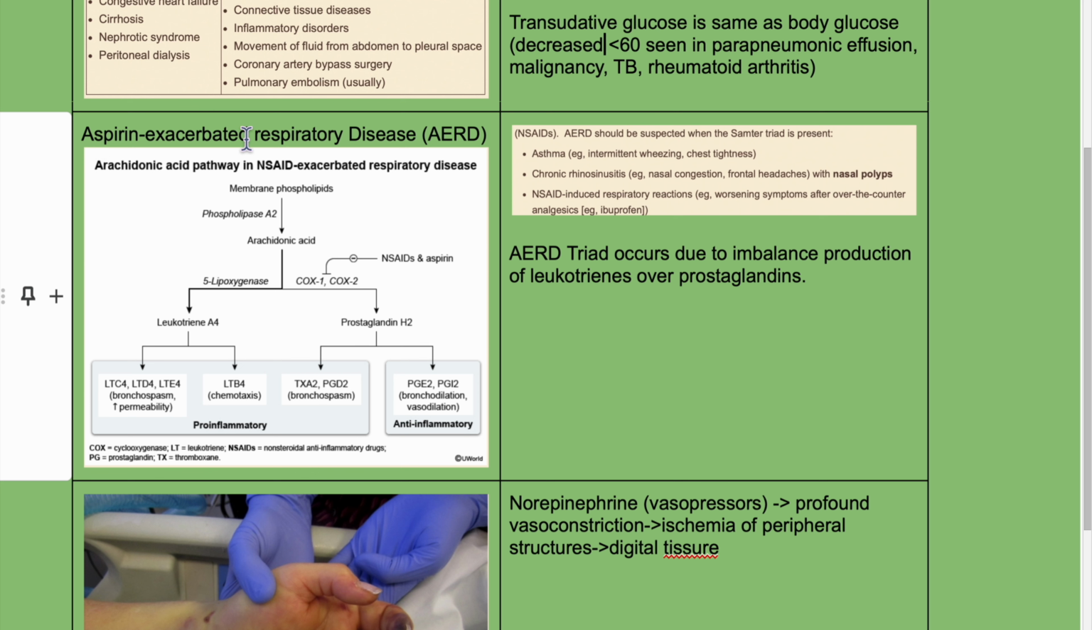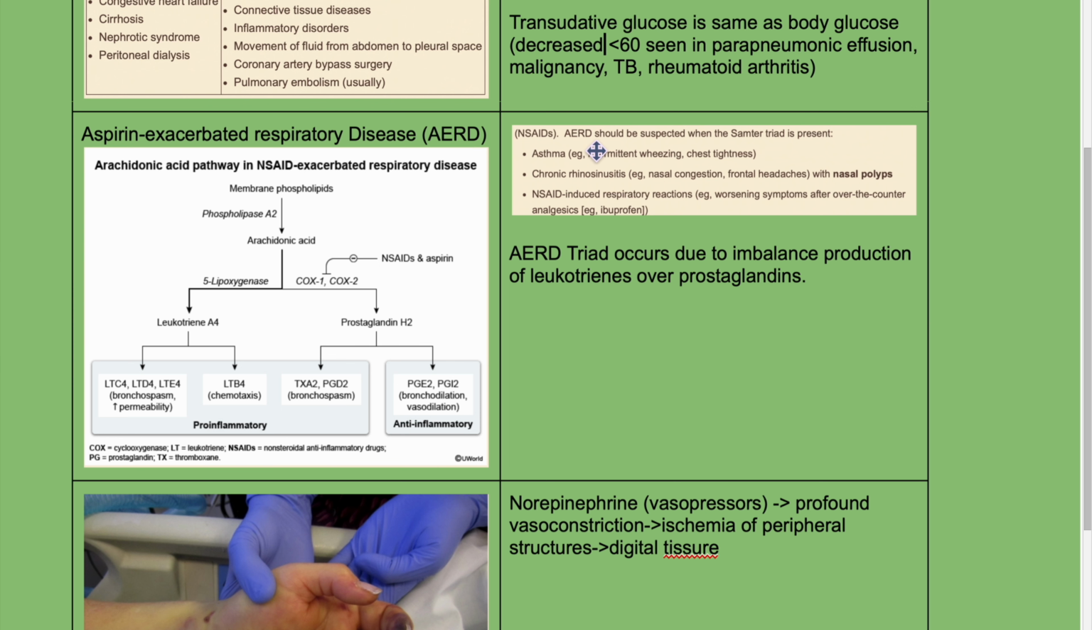Okay, so aspirin exacerbated respiratory disease, or AERD. Okay, so basically this is when they're taking aspirin, so the aspirin blocks this pathway, COX-1 and COX-2, which makes prostaglandins and all of these things. So if this is gone, this goes through the 5-lipoxygenase pathway to make leukotrienes, and leukotrienes eventually cause bronchospasm, and that causes the aspirin exacerbated respiratory disease.